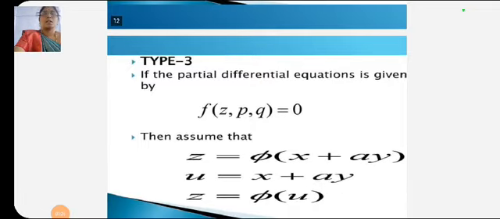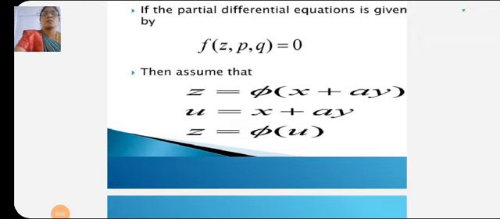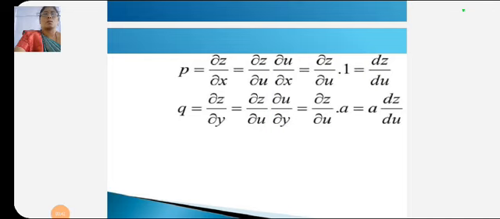And type 3: if the partial differential equation is given by f of z comma p comma q equal to 0, then assume that z equal to phi of x plus ay, u equal to x plus ay, and z equal to phi of u. Then we get p equal to dou z by dou x, which is dou z by dou u into dou u by dou x, equal to dou z by dou u. Similarly q equal to dou z by dou y equal to dou z by dou u into dou u by dou y. Differentiating with respect to y, q is equal to a into dou z by dou u.